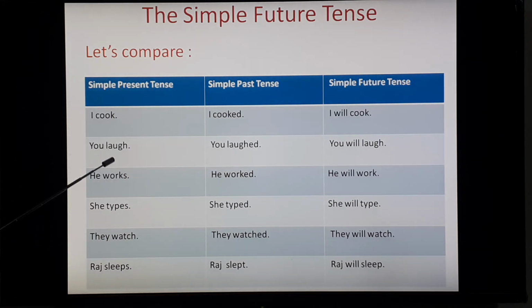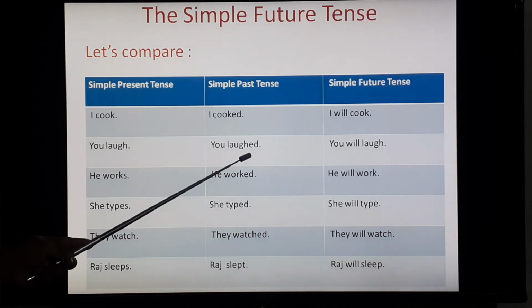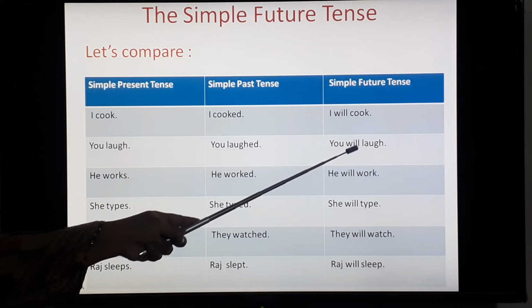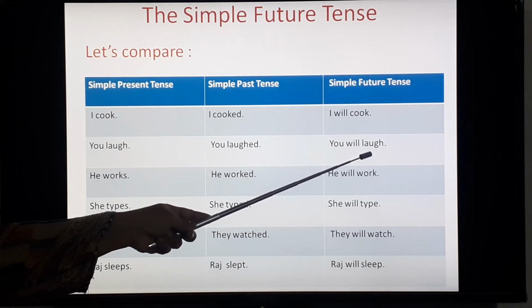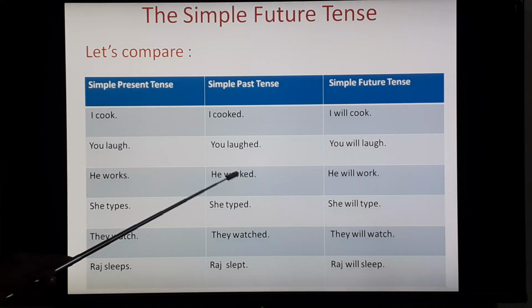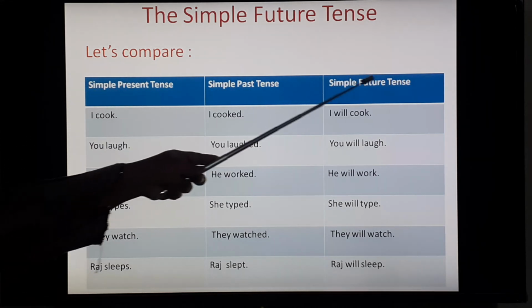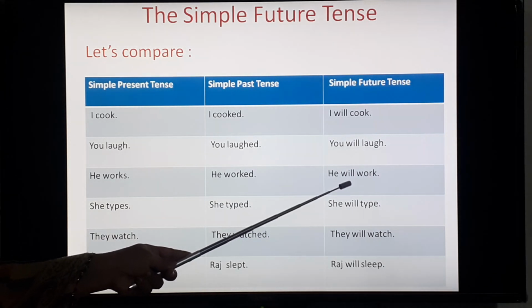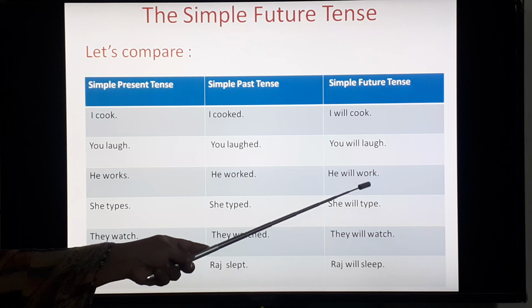Same way, you laugh, simple present tense. Simple past tense, you laughed, V2 form. Simple future tense, will or shall you have to put, and immediately after that you have to put V1 form of the verb. He works, simple present tense. Simple past, he worked, V2 form. Simple future tense, here he will work. So will is the auxiliary, and then this is the main verb, that is V1 form.